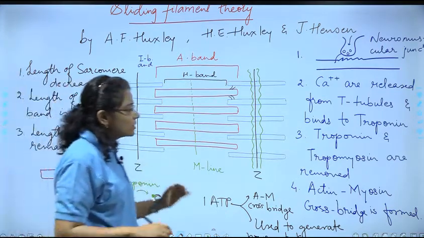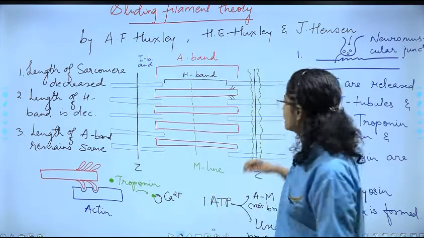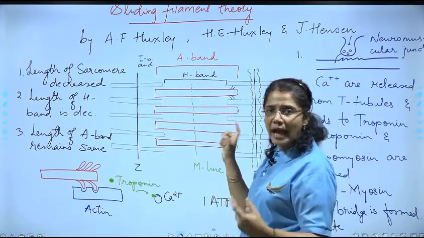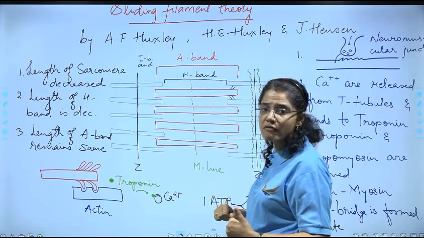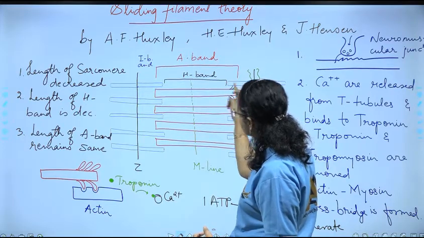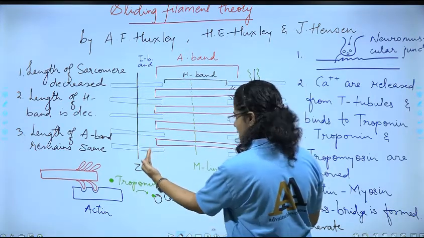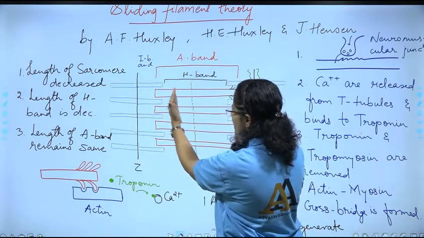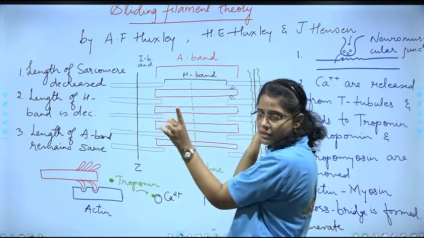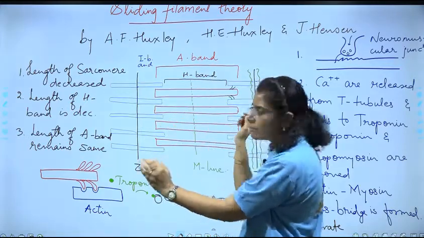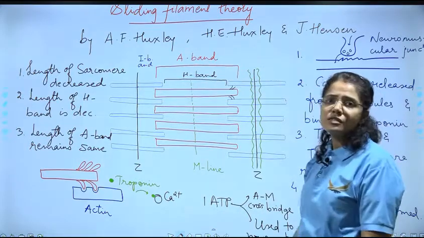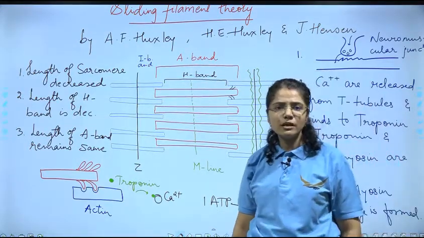So in short, we have to understand that what is happening is due to the cross bridge formation and then the head taking a power stroke, right? The actin filament is being pulled in. The length of the sarcomere decreases, length of H band decreases, and the A band does not decrease. That we have to remember. And because we say that actin slides over myosin, this theory is called the sliding filament theory.